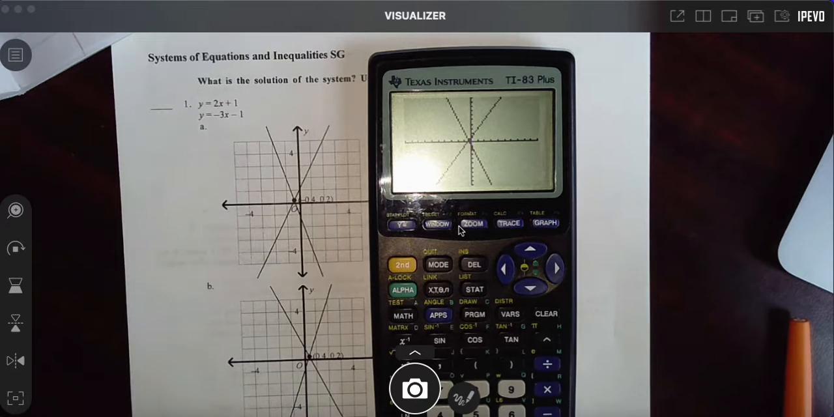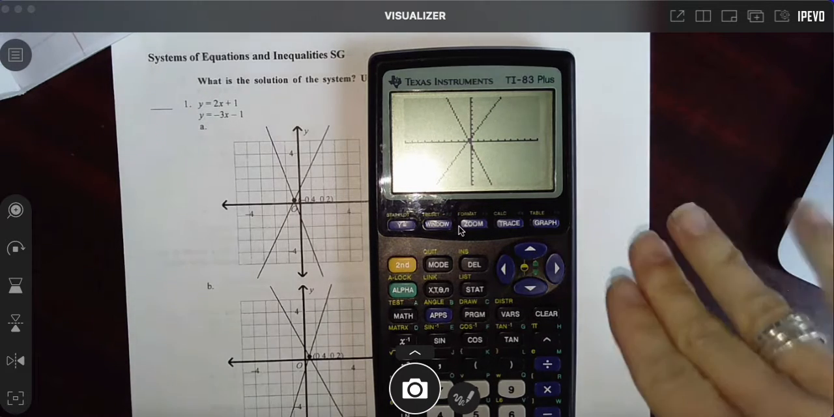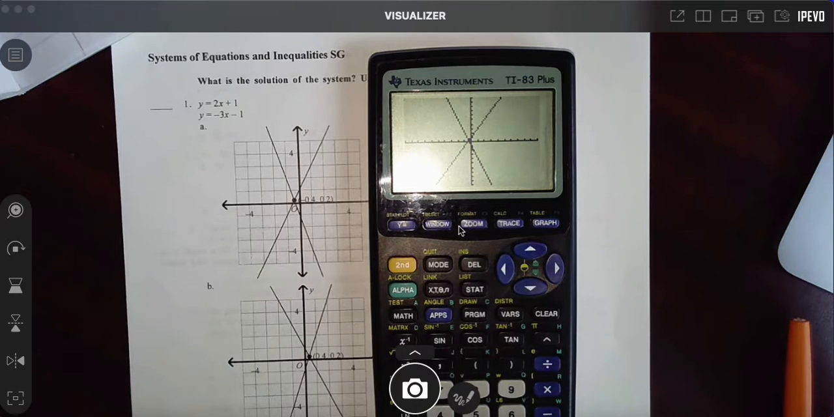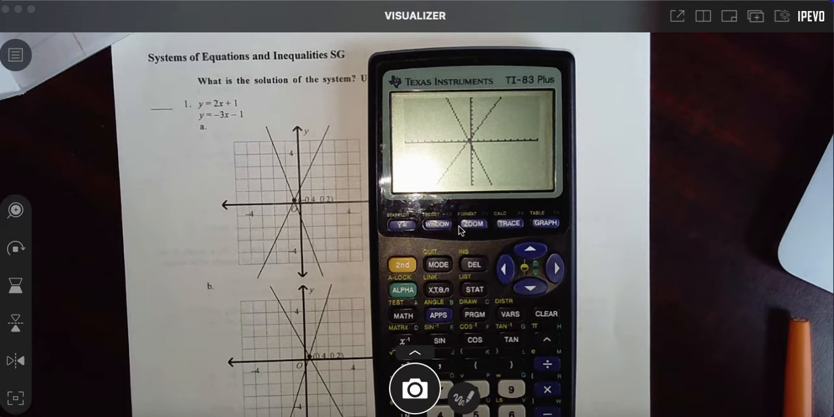You can always press zoom 6, and it should take you to a standard viewing window. As you get into more difficult classes, we'll have to learn how to change our windows. Zoom 6. Is everybody good? It made like the little V. Oh, okay. It's like it didn't show the whole graph.